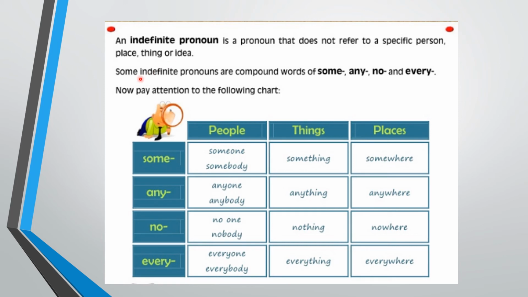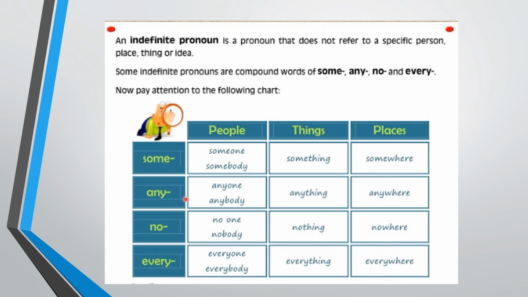In order to get a clear-cut idea about indefinite pronouns, we can easily say that indefinite pronouns are compound words. What is meant by compound words? A combination of two words, right? So compound words like some, any, no, and every. Now you can easily remember that some adds words like someone, somebody, something, and somewhere.